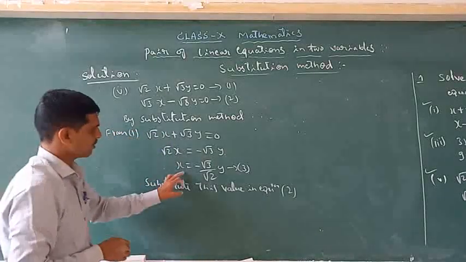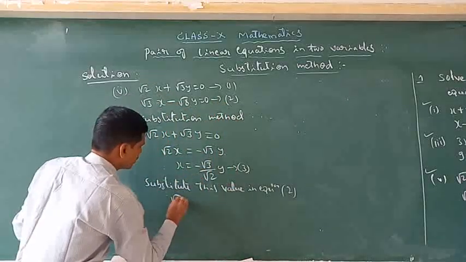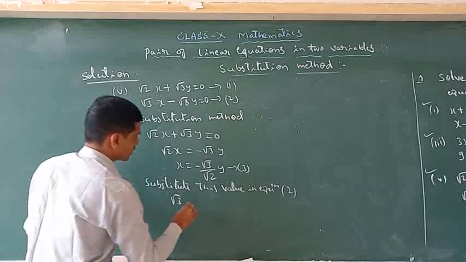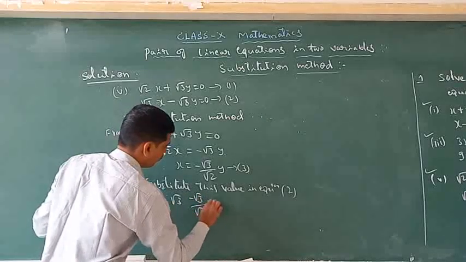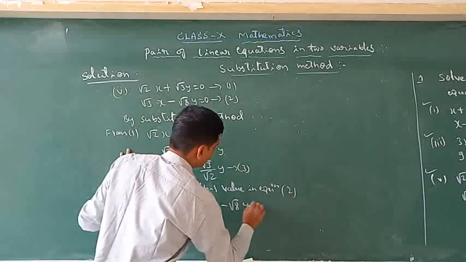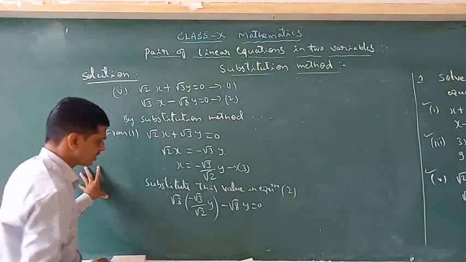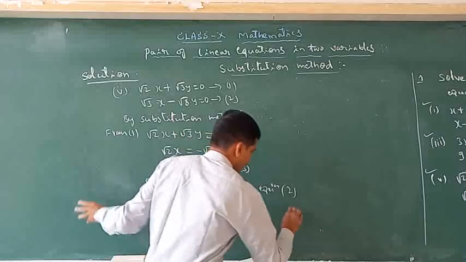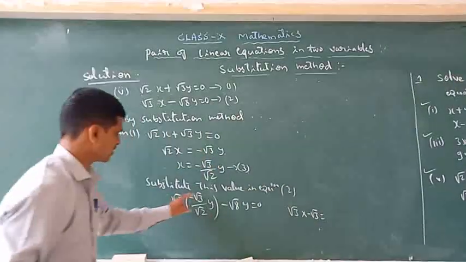So this x value can be substituted in equation number 2. That is root 3 times x, meaning minus root 3 divided by root 2 y, minus root 8 into y is equal to 0. On simplification, root 3 into minus root 3 in the numerator.